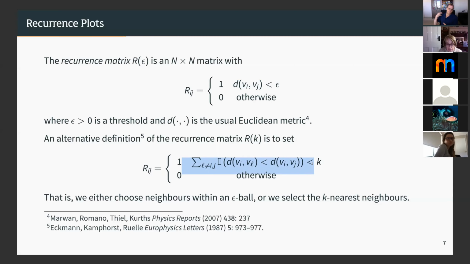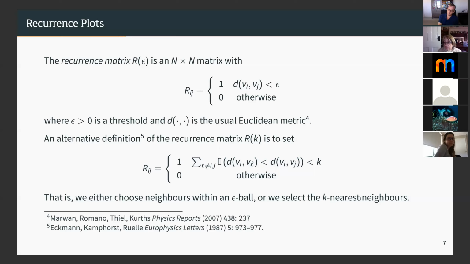Right? So simply, we either treat recurrence as an epsilon ball around a point or as k nearest neighbors. The advantage, I will argue, of the k nearest neighbor approach is that it doesn't depend on local deformation of your state space. So if you've got a state space where in some parts you don't have many points, they're spread out a lot because the dynamics is maybe fast, and in other parts you have lots of points close together because maybe the dynamics is much slower.